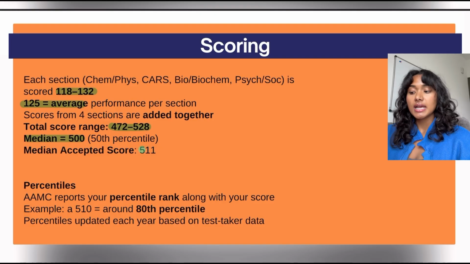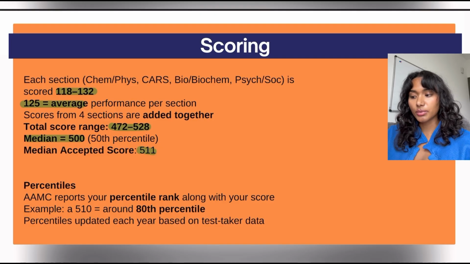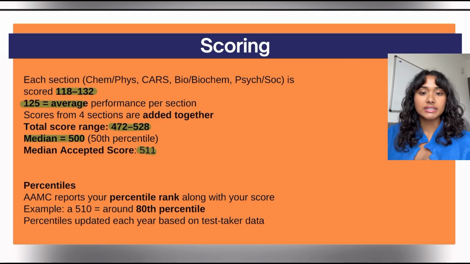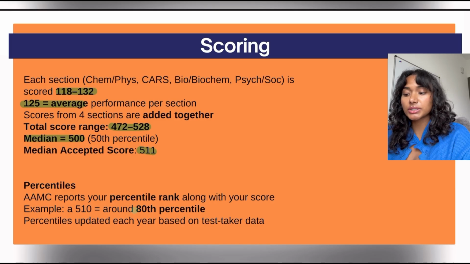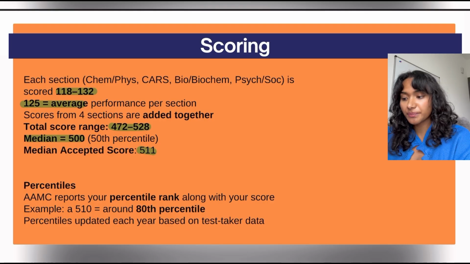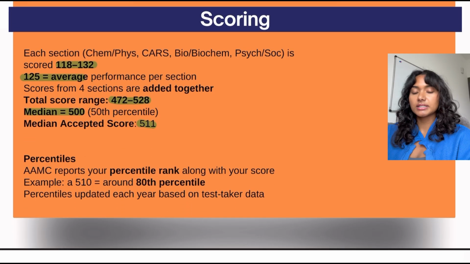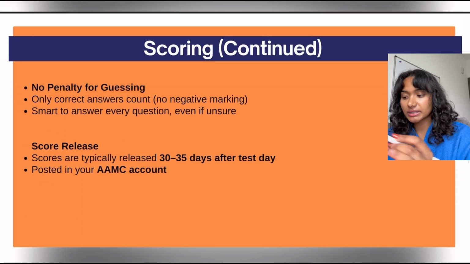The median is a 500, which is the 50th percentile, and the median accepted score as of 2025 is a 511. But this differs per university, depending on their median GPA or MCAT score. AMC reports a percentile rank along with your score. An example is a 510 is around the 80th percentile, and it tells you how you rank compared to peers.